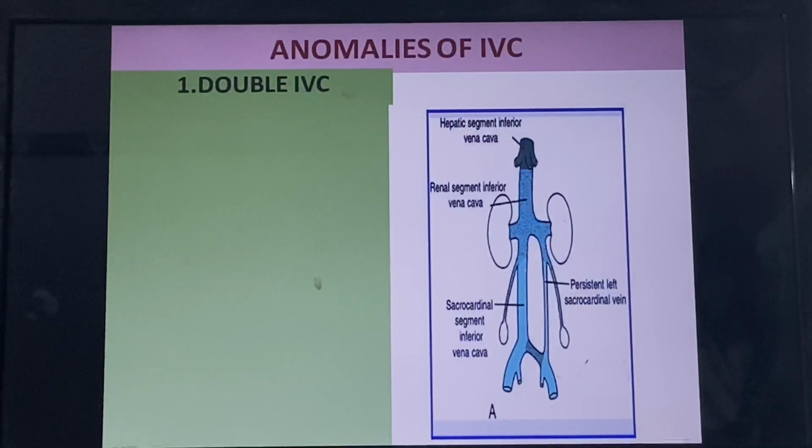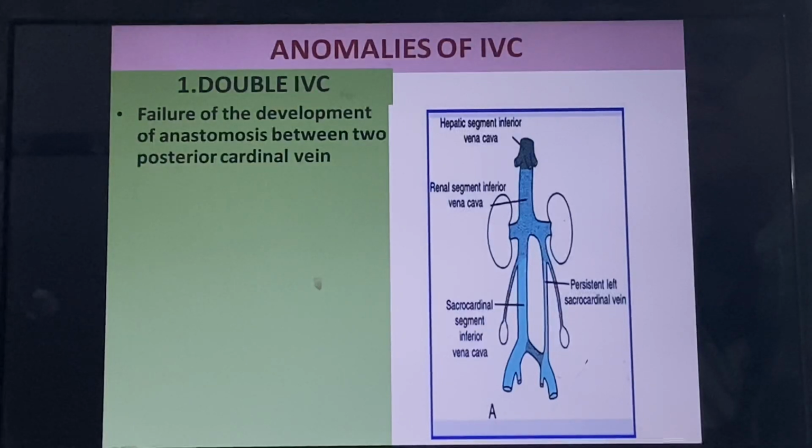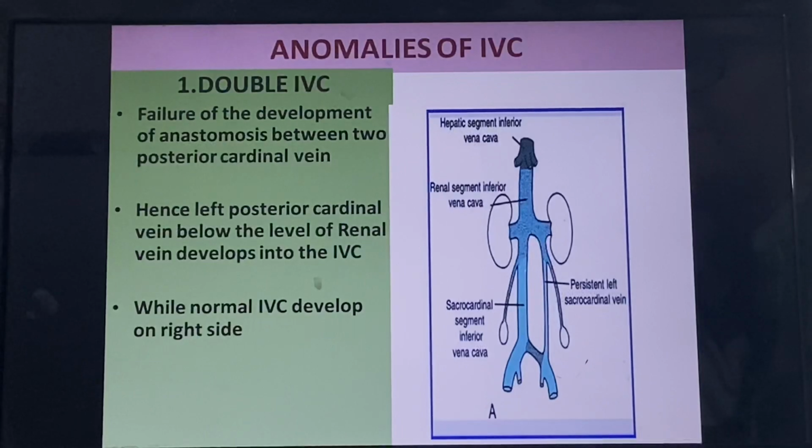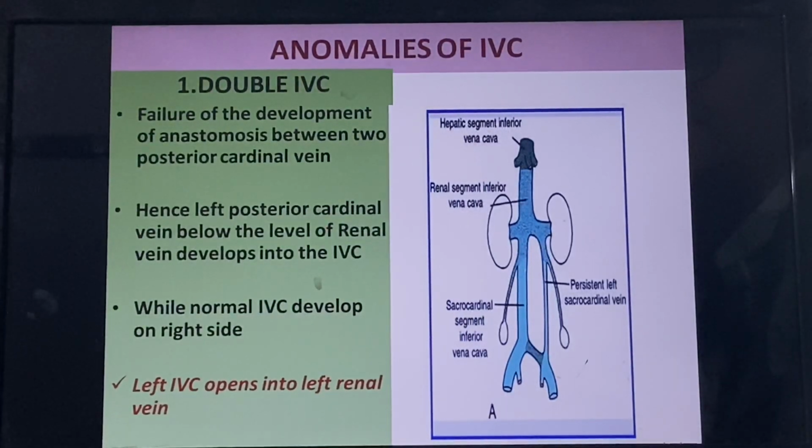Double IVC. So what happened in this case? That is failure of the development of anastomosis between the two posterior cardinal veins. Both remain patent. Hence the left posterior cardinal vein below the level of the renal vein develops into the IVC, while the normal IVC develops on the right side. So the left IVC opens into which part? That is the left renal vein. You can see in the diagram. So this is going to open into the left renal vein.